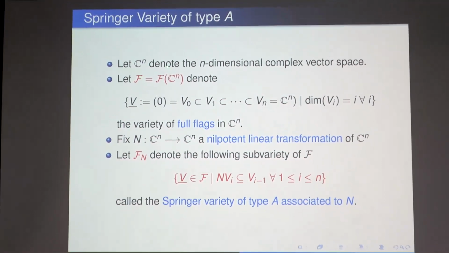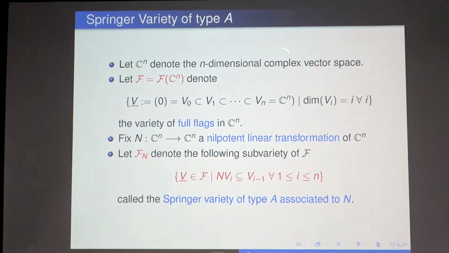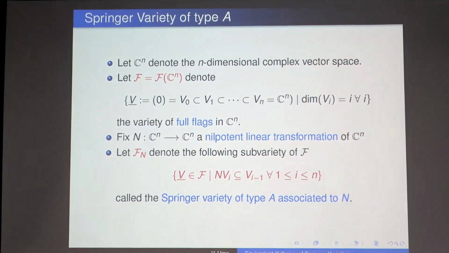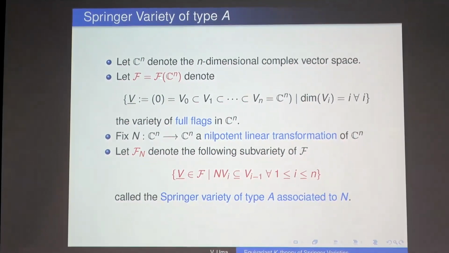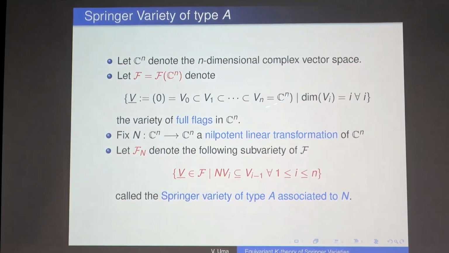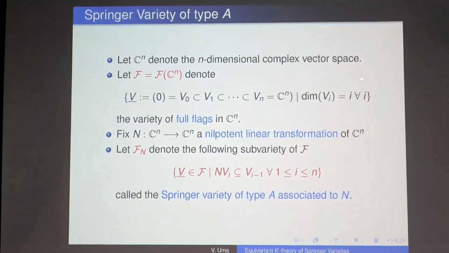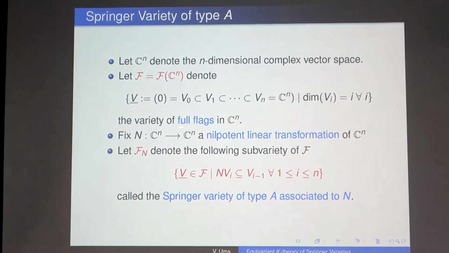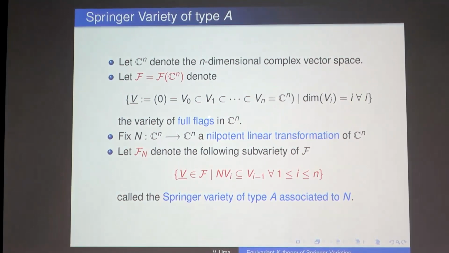So C^n denotes the n-dimensional complex vector space for us. We denote by F(C^n) the variety of full flags in this C^n, where the dimension of V_i is i. And we fix one nilpotent linear transformation of C^n, or a nilpotent matrix N.